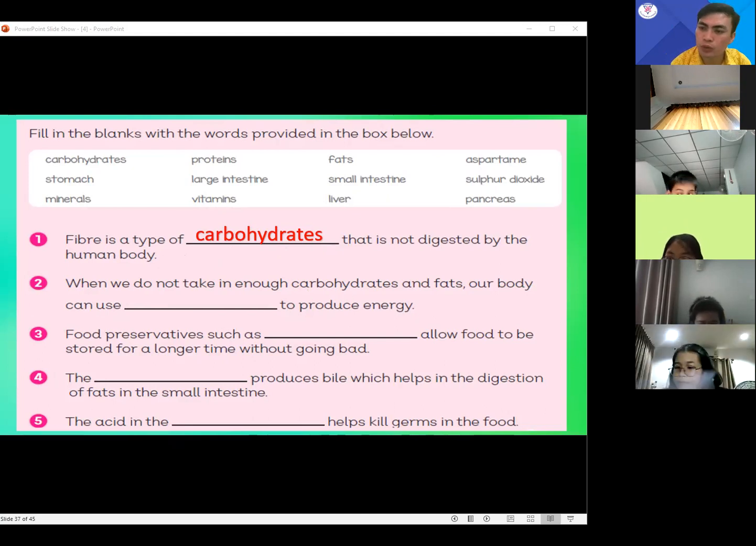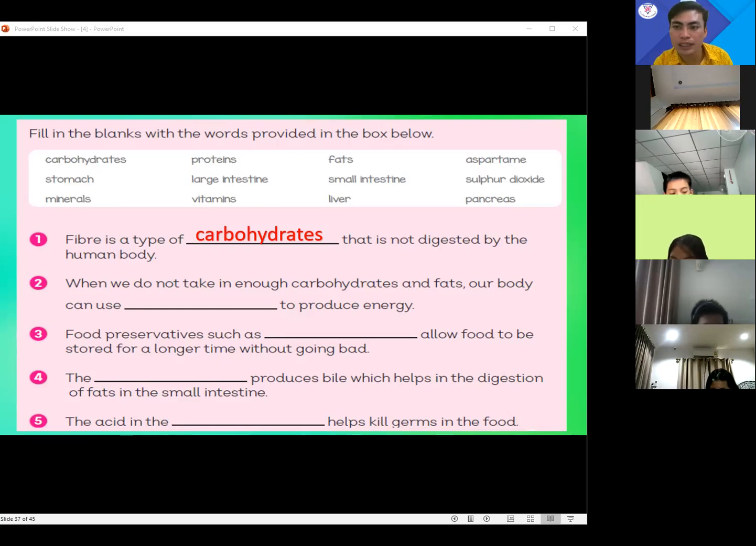What about number two? Let's ask Disorn number 29. When we do not take in enough carbohydrates and fats, our body can use blank to produce energy. Disorn number 29, what's your answer? I am waiting for you, Disorn. It seems like there is a problem there.